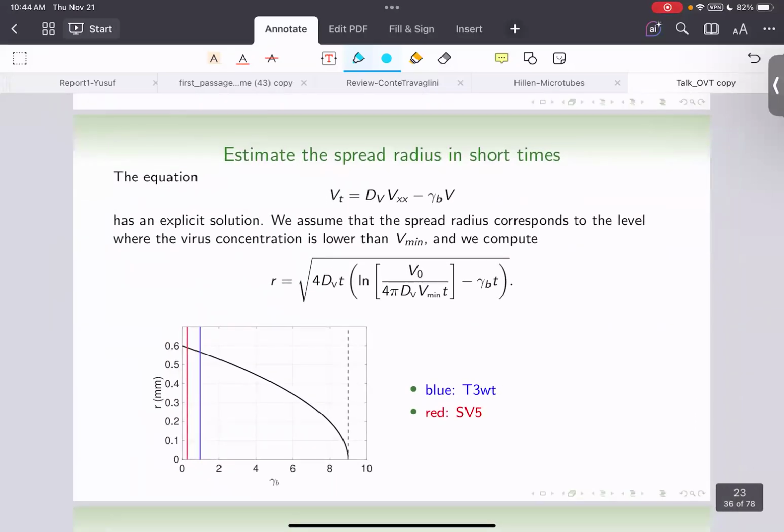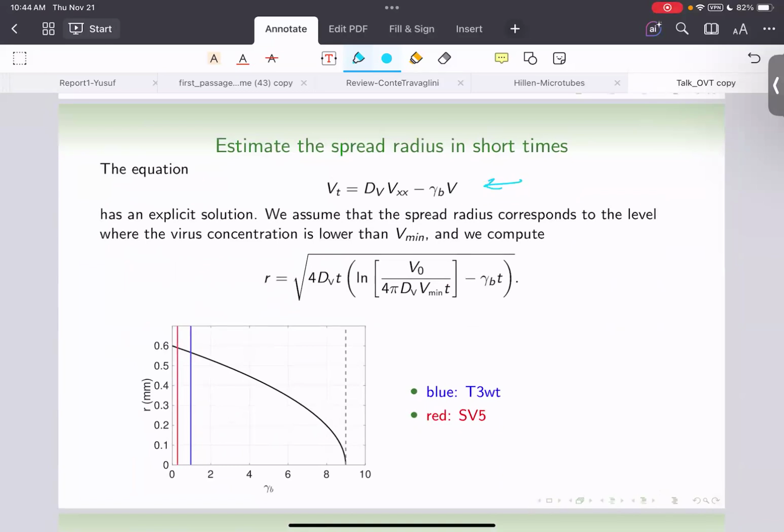So this is again a linear, non-homogeneous diffusion equation. If you go back to your third-year PDE course, you learn how to solve this. And then we can compute the radius R of t as a function of time. And that is this formula right here. V min is the detection threshold, which I just introduced in light blue. V0 is the initial condition. dV is the diffusion coefficient. T is time. And gamma is our binding rate.